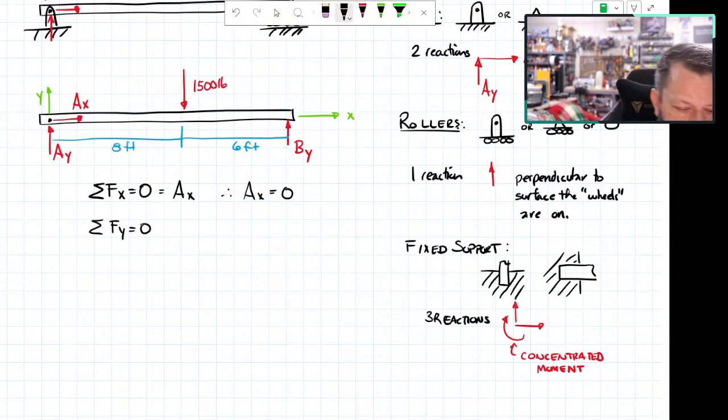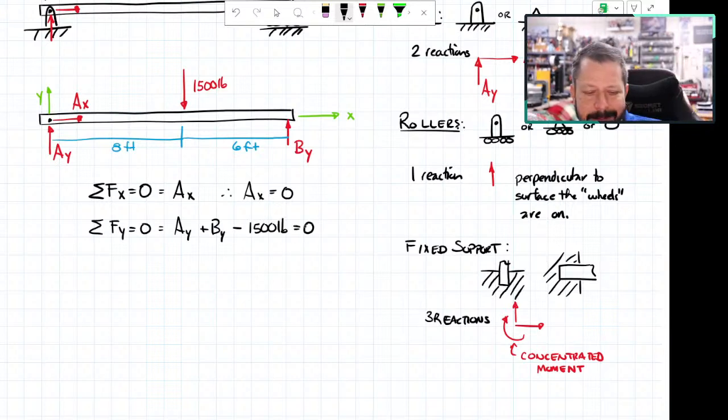I can write it, but what it says is AY plus BY minus 1,500 pounds equals 0. And you might think that, oh, well, AY is half of 1,500, BY is the other half. That can be true, and it's actually close to true in our case here, but that would only be true if the 1,500 pounds was right in the center of AY and BY. And it's not. It's offset to one side a little bit. So they're not equal to each other. So I need a third equation in order to solve for AY and BY.